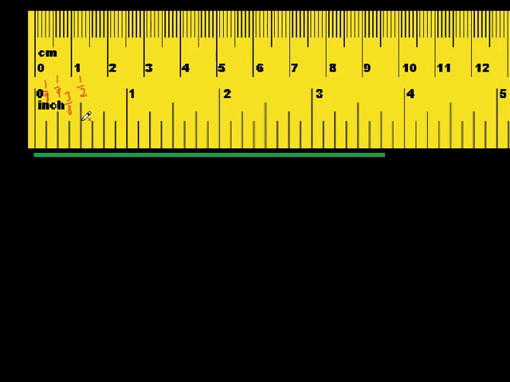It reduces to 1/2. This would be 5/8, doesn't reduce. This would be 6/8, but 6/8 reduces to 3/4. So that one would be 3/4. This one right here, remember this is 5/8, 6/8. This would be 7/8. That doesn't reduce. And this would be 8/8, and 8/8 reduces to 1. So that's how we figure out what each of these little measurements actually are.